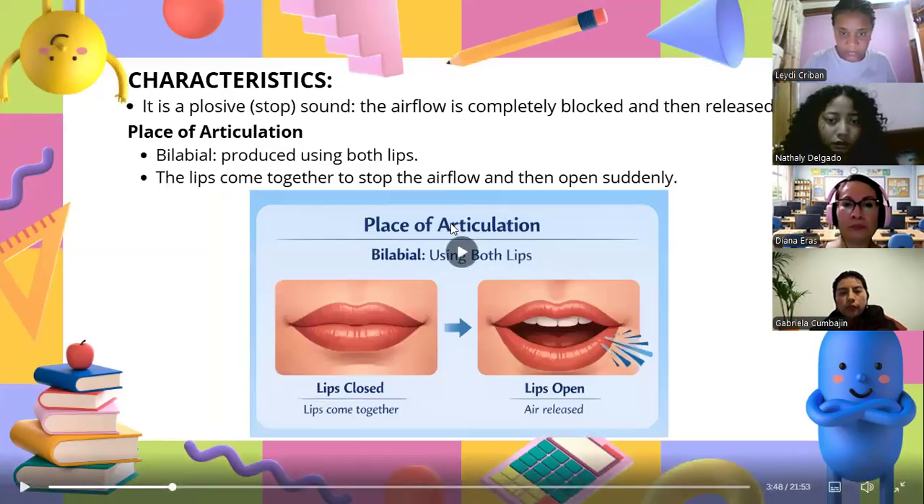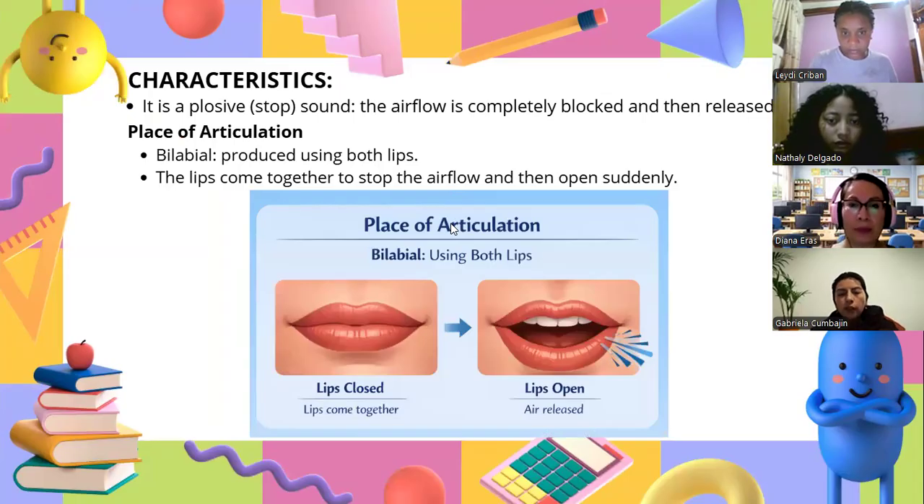The consonant B is an explosive stop sound. The airflow is completely blocked and then released. The place of articulation is bilabial because it is produced using both lips. The lips come together to stop the airflow and then open suddenly.